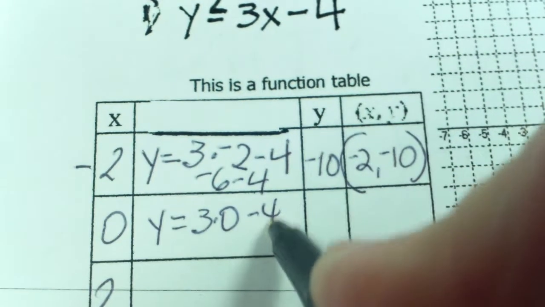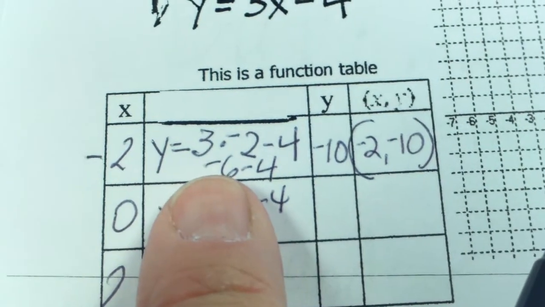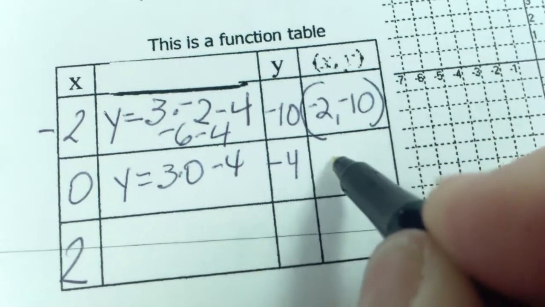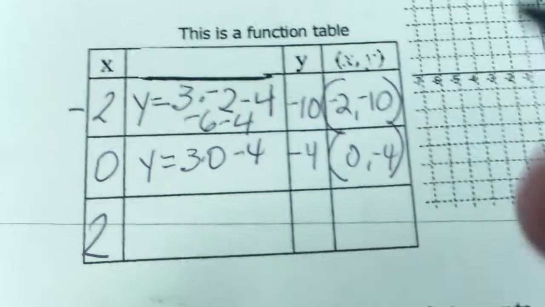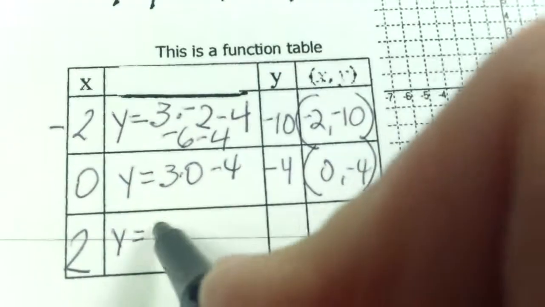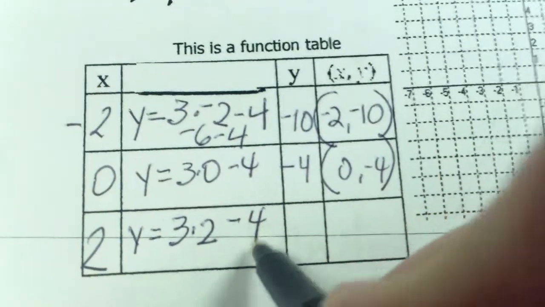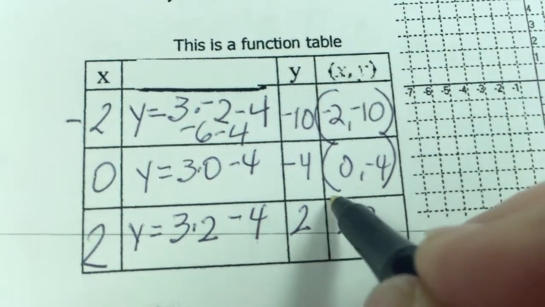Let's do x is 0. So y equals 3 times 0 minus 4. 3 times 0 is 0. 0 minus 4 is just minus 4. So when x is 0, y is -4. 0, comma, -4. There's my second point. And if x is 2, then y equals 3 times 2 minus 4. 6 minus 4 is 2. So 2 would be the last point.